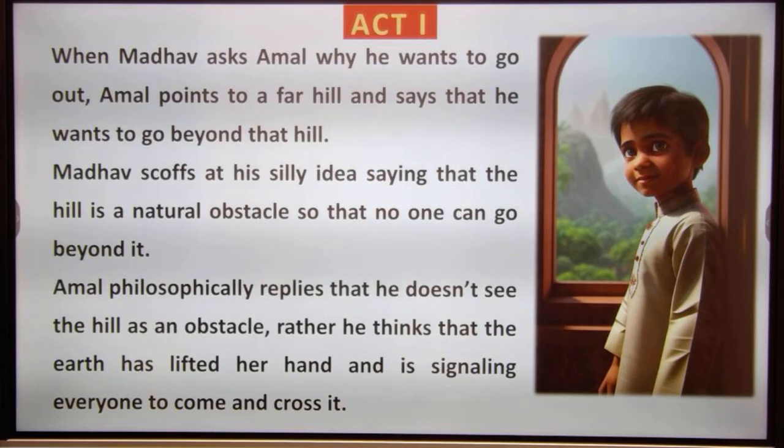Rather, he thinks that earth is beckoning, signal कर रही है earth अपने दोनों hands को उठाकर, come here, come here. So it is more like an invitation to go and explore. So here we can see the contrasting viewpoint between the father and the son. Father is actually a traditional person. He wants to limit himself in that particular periphery, उस एरिया के अंदर, while the boy is adventurous. He wants to explore the nature.